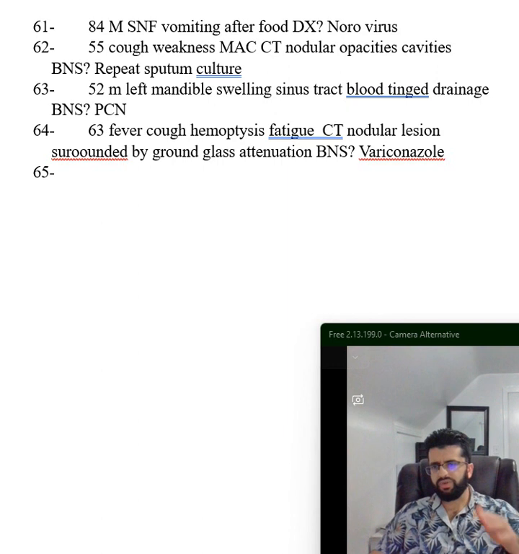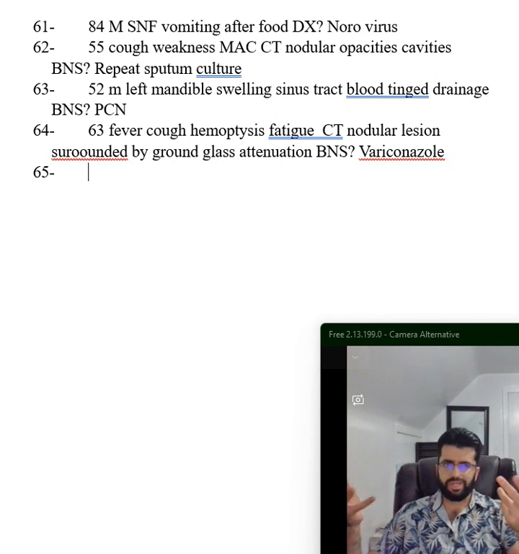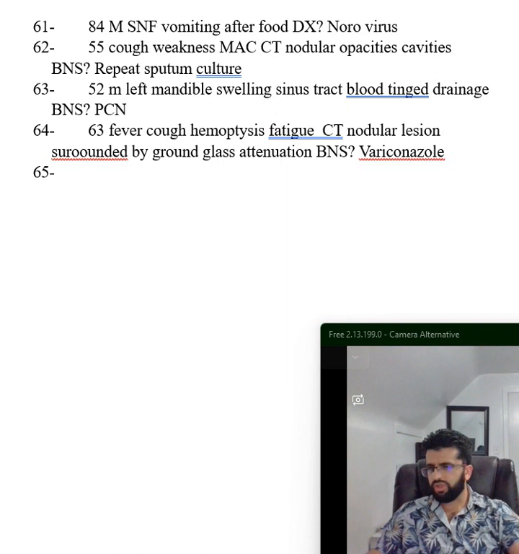And there is invasive aspergillosis. You see something called the halo sign. That's what we call it: single or multiple nodules, with or without cavitation, surrounded by ground glass opacities. Okay, so this is what we call the halo sign. This is invasive pulmonary aspergillosis, and then you treat it with voriconazole again.